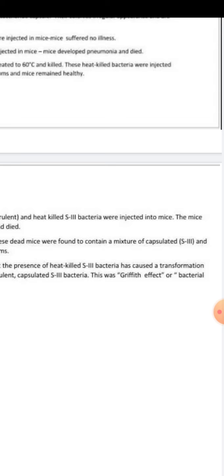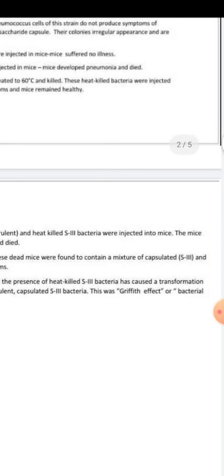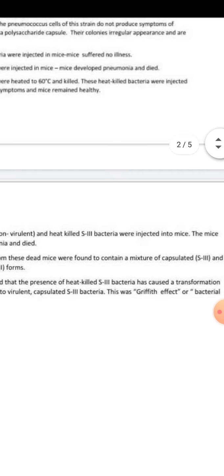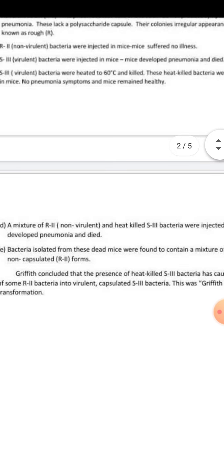Fourth, a mixture of the non-virulent, that is R2, and virulent strain was taken and they were heat killed. Then the bacteria were injected into mice. So the mice developed pneumonia and they died.